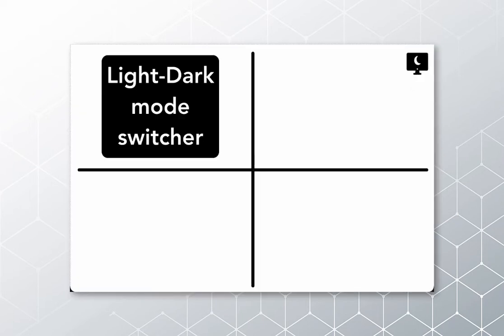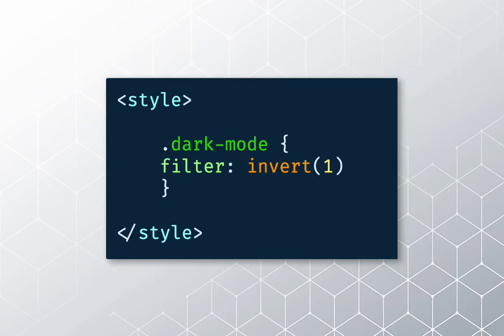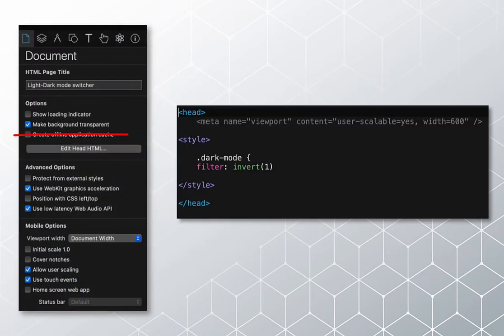Well, behind the scenes, there's a small amount of code running in the background. That code includes a class that applies the CSS filter effect called Invert. Predictably, this filter effect inverts the colors in each element. So white becomes black and vice versa. I've added this CSS code to Hype's document head, and that looks like this.